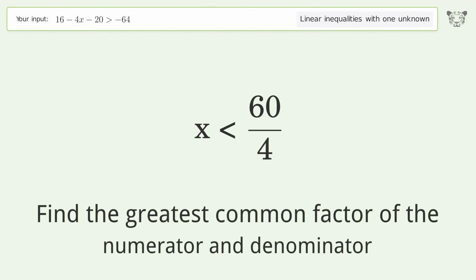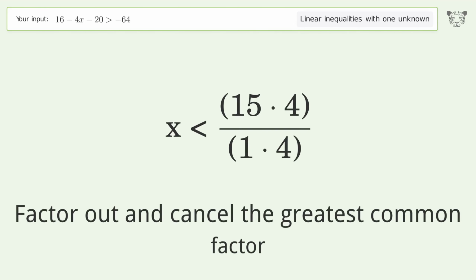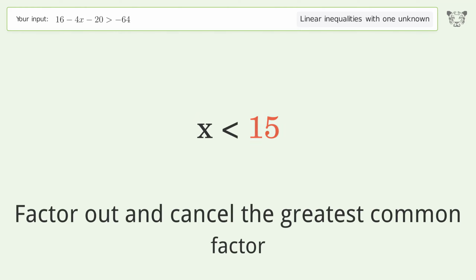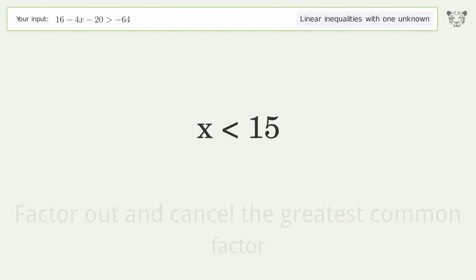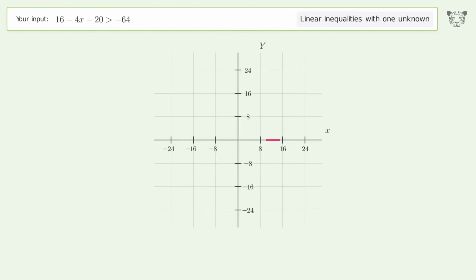Find the greatest common factor of the numerator and denominator. Factor out and cancel the greatest common factor. Plot the solution on a coordinate grid. And so the final result is x smaller than 15.